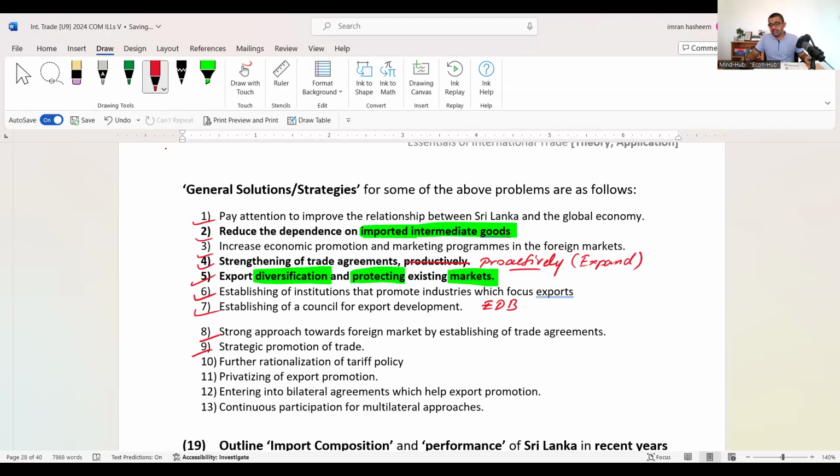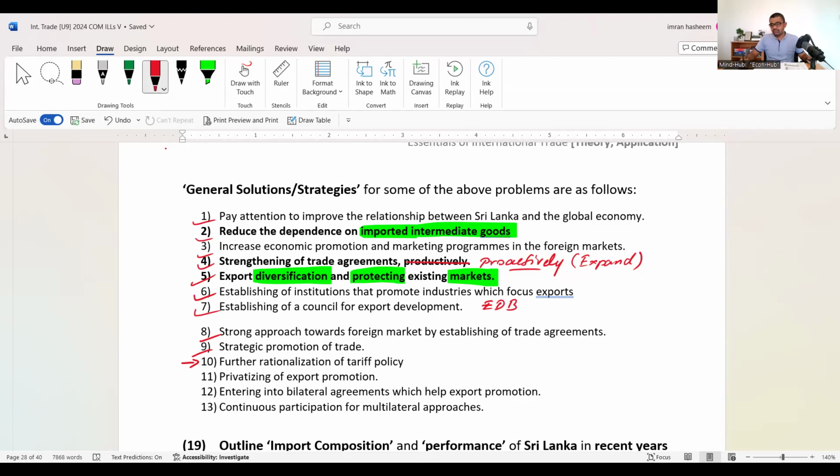Right. Then further rationalization of tariff policies. Now that's an important point. Yes, our international trade related tax structure, tariff policies are not very rational. They are very ad hoc. You know, at that moment to solve a problem, we will go and charge a tax. We don't think long term.